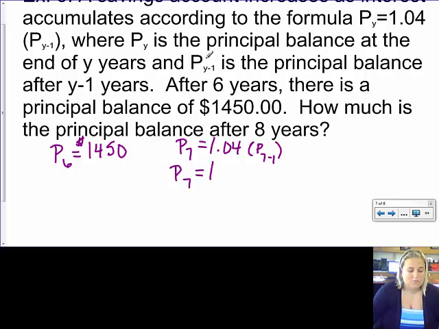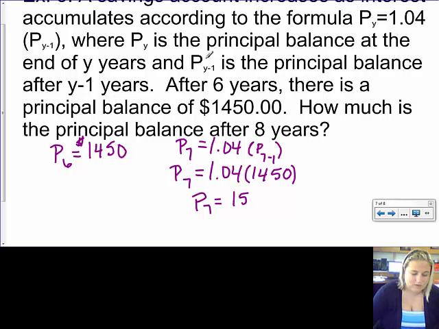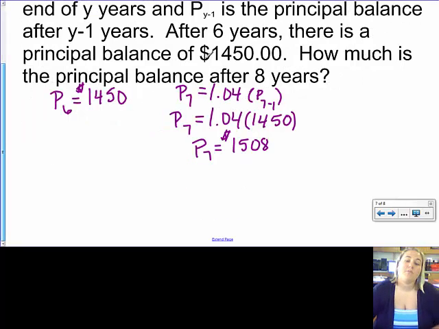So I have 1.04 times the quantity of $1,450. So whenever I do that, I have 1.04 times 1450, and that gives me that p sub 7 is equal to $1,508. And what I'm going to do is I'm going to take this and I'm going to use it to find p sub 8, because that's what I really want. I want to know after 8 years.